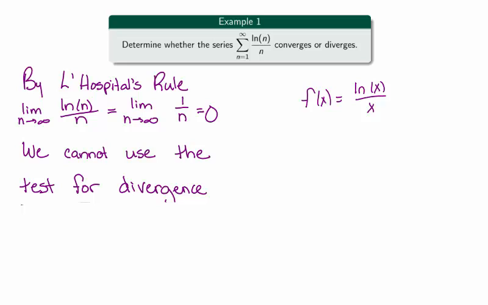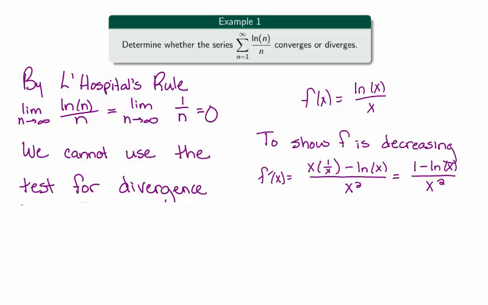Let f of x equal the natural log of x divided by x. We need to verify the assumptions in the integral test. f is certainly continuous on 1 to infinity and positive, and f of n equals a sub n. But is f decreasing? To show that f is decreasing, we compute the derivative and verify that it's negative. f prime of x equals x times 1 over x minus the natural log of x, all divided by x squared, which equals 1 minus the natural log of x, divided by x squared.